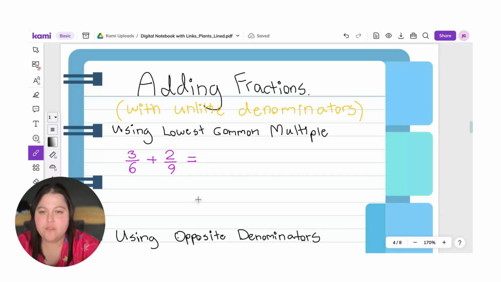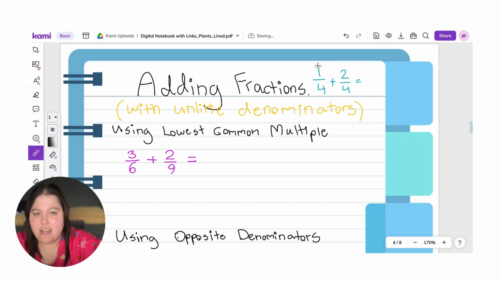Okay, so this video focuses on adding fractions with unlike denominators. I know I can add my fractions together when the same number is on the bottom, so I have a common denominator. I can add the two top numbers, the two numerators, to get the sum, and then I keep the denominator the same. But what happens if the number on the bottom is different?